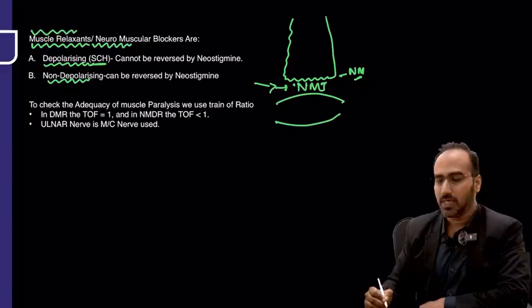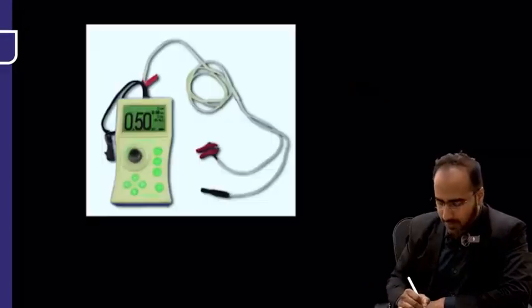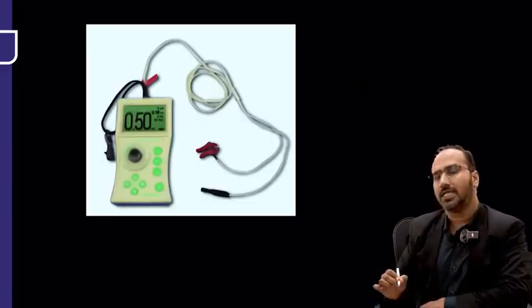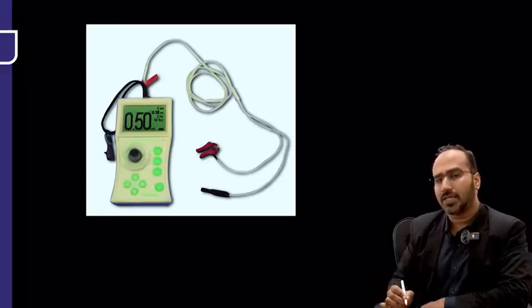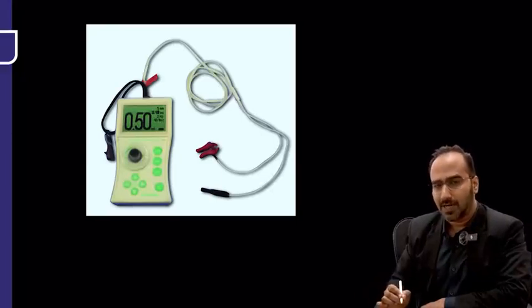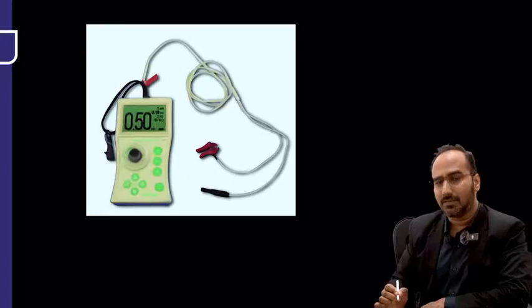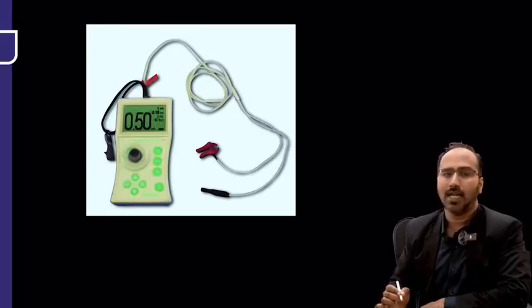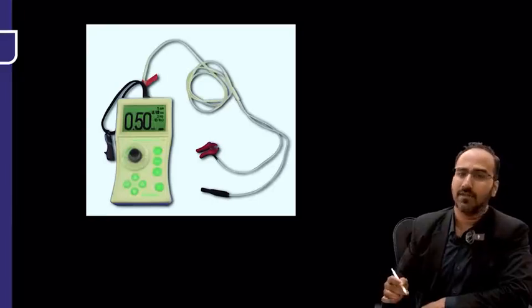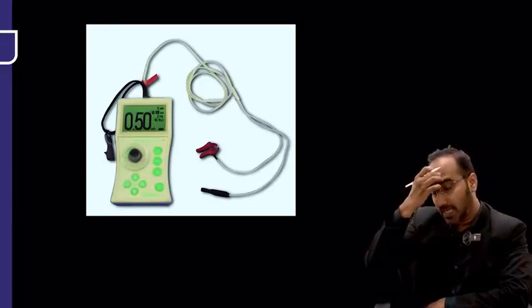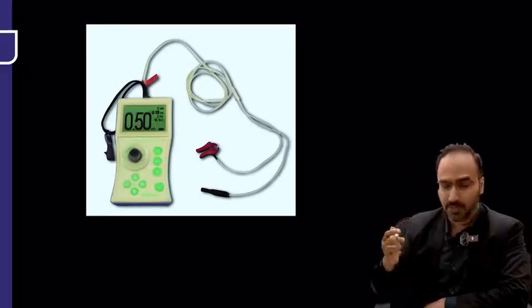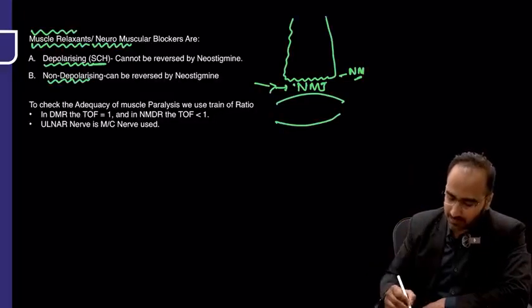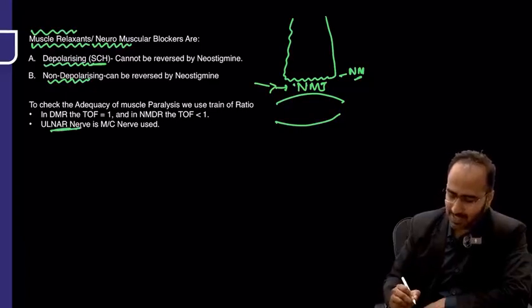Train of 4 ratio. Train of 4 ratio means what? We use this device. We keep the electrodes on the muscle called adductor pollicis, and then we stimulate the nerve. What is the nerve that is stimulated? The ulnar nerve is stimulated. That is, we give 4 twitches and then we see what is the response. So remember, in train of 4, the most common nerve that is used is the ulnar nerve.